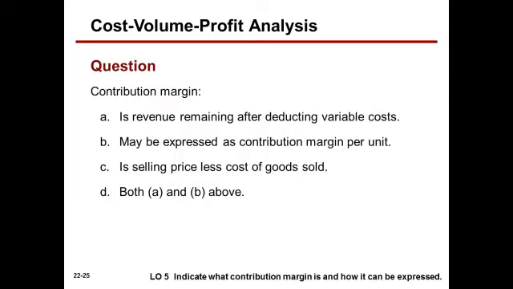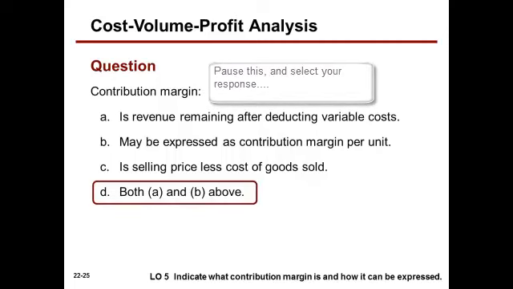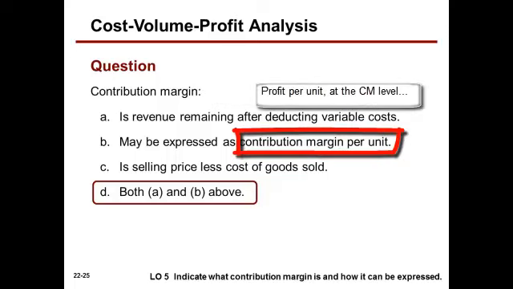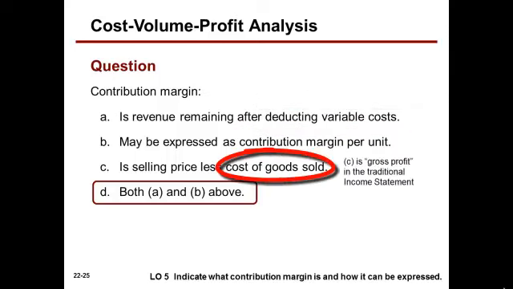Review question. Contribution margin is both A and B: revenue remaining after deducting variable costs, and may be expressed as contribution margin per unit. Cost of goods sold is only relevant in the traditional income statement, not the cost volume profit or contribution margin income statement we're dealing with in this chapter.